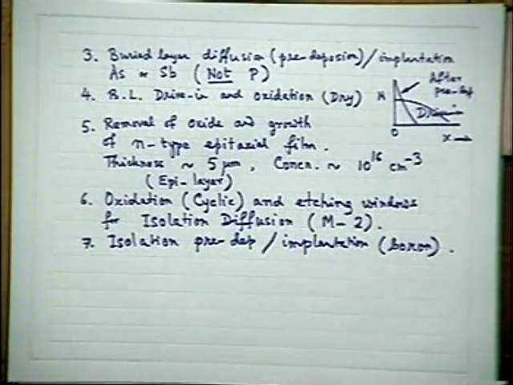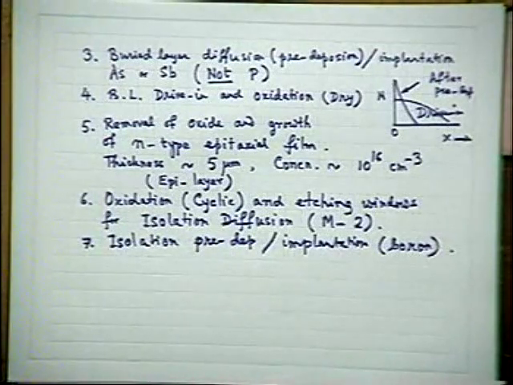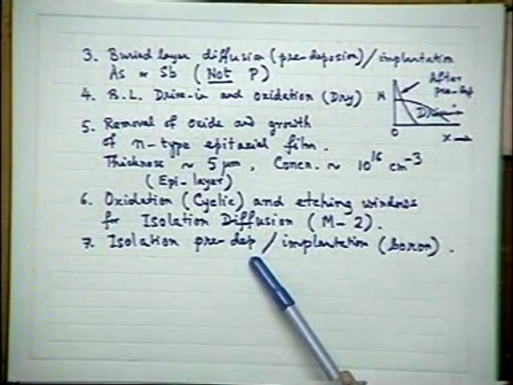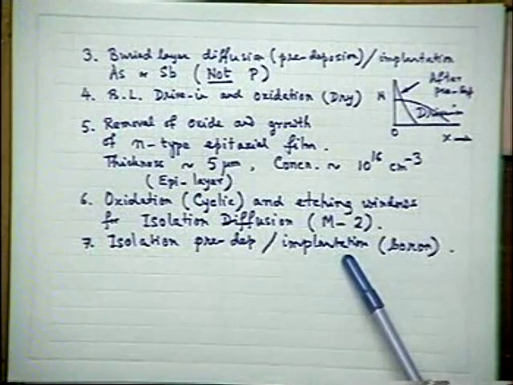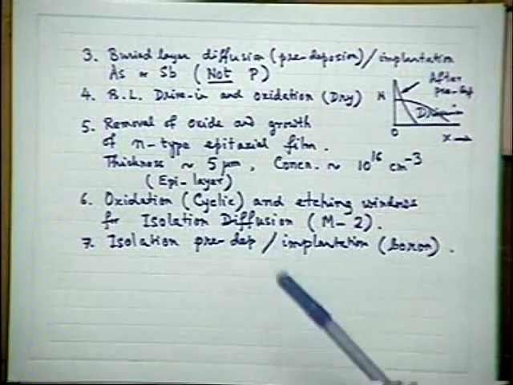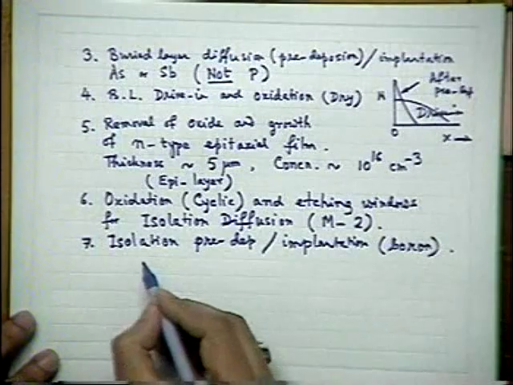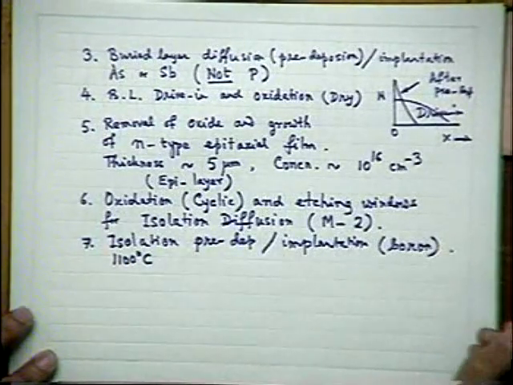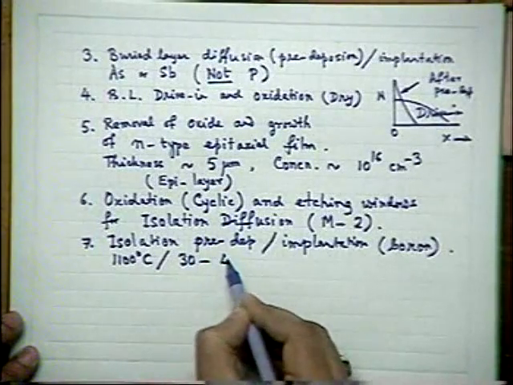Seventh step is the windows which are now created in the last step in oxide. Through those windows, we introduce boron in a pre-deposition diffusion process or by an implantation technique. You can have very heavy boron ion implant or simple boron diffusion at a high temperature. Typical temperature for diffusion may be 1100 degrees centigrade and time may be 30 minutes or 45 minutes.